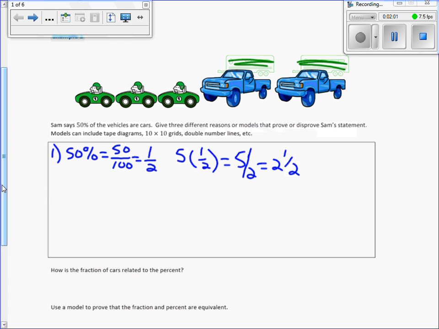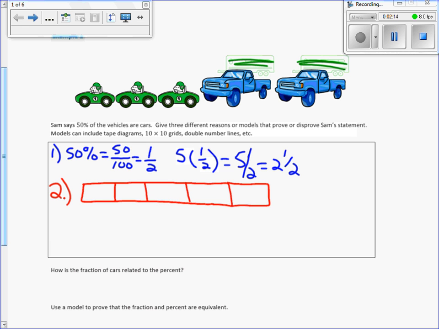Reason number 2. Okay? If I have 5 vehicles, I do a tape diagram. 1, 2, 3, 4, 5. Okay, there's the 5 vehicles. Well, if this has to add up to 100, because percent's 100, this would be 20. This would be 20. This would be 20. This would be 20. And this would be 20. Equaling 100%. 20%, 20%, 20%, 20%, 20%.